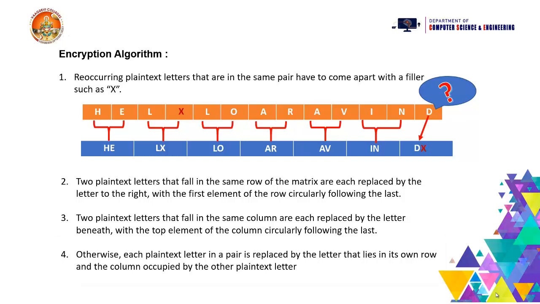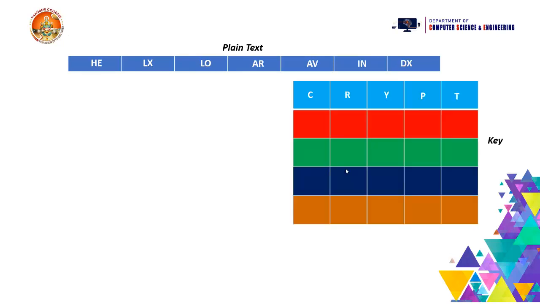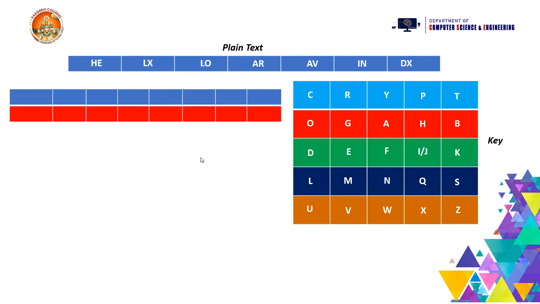By using these rules, we are going to encrypt our plaintext. We are going to apply these rules for encrypting our plaintext. Our plaintext is hello Arvind. Already we separated our plaintext into two character pairs, HE, LX, LO, AR, AV, IN, DX, and already we generated one key sequence. By using this key sequence, we are going to encrypt all our plaintext pairs.